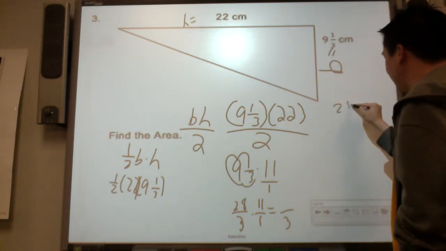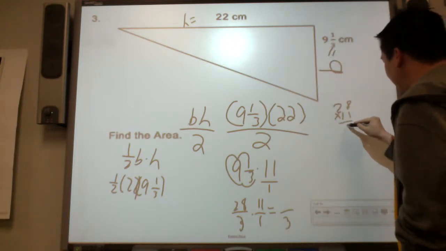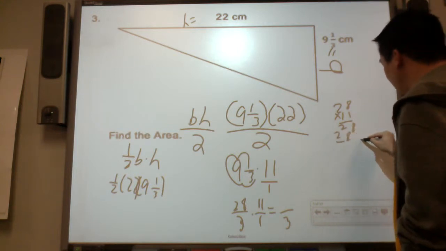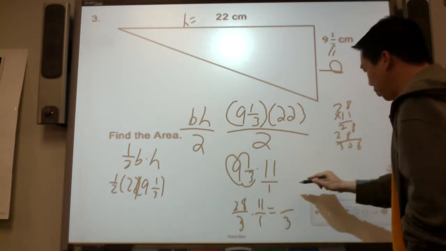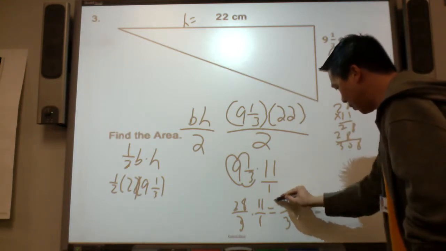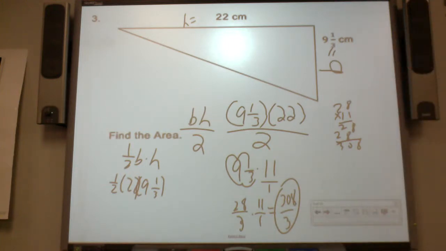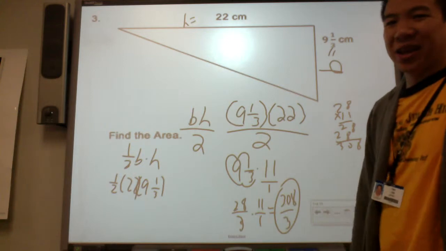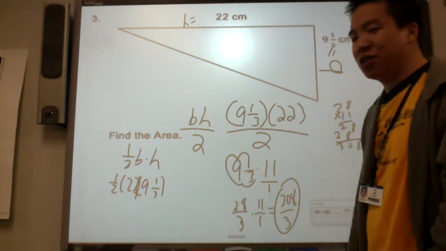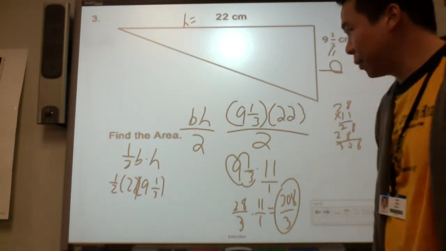So what's 28 times 11? That's 308. 308 over 3 is the squared centimeters. I mean, this is an okay answer, but you know what? I really should put it back to a mixed number.